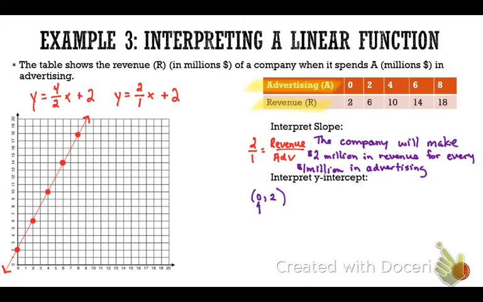So remember, my first number is my x value or my run value. So 0 stands for what? 0 is in which column? Advertising. So 0 means advertising. And what does 2 mean? 2 is my revenue. So can you put that into a sentence? All right, go ahead and try it. Put it into a sentence for your y-intercept.